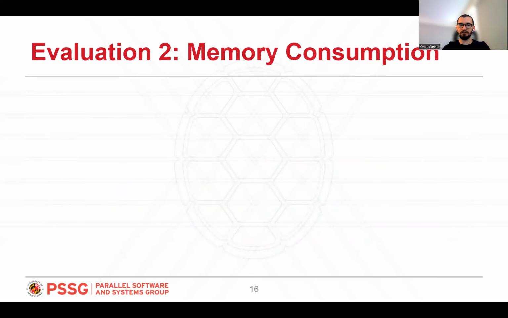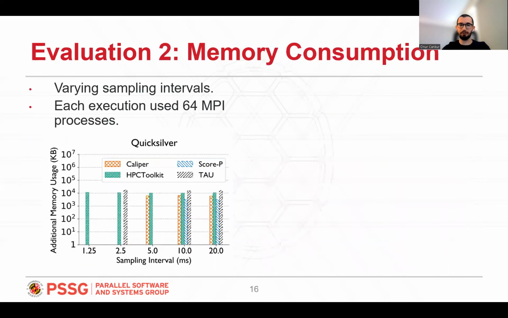And then the results for the memory consumption. On the left, we still see the results for Quicksilver using varying sampling intervals. But this time, on the y-axis, we have the additional memory usage in kilobytes.